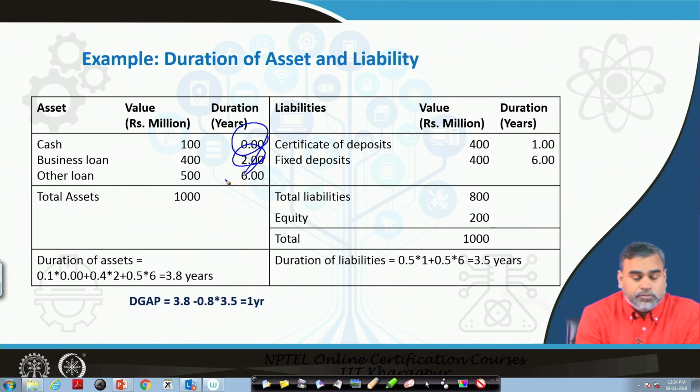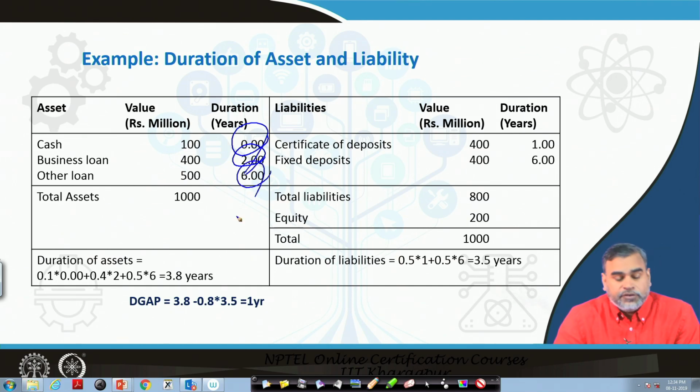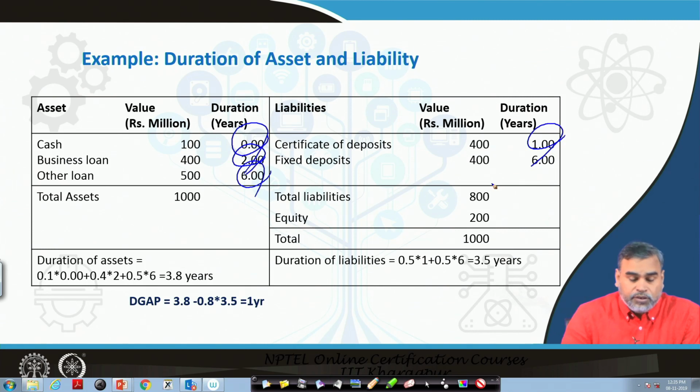For other loans, let us say house loans and other loans which are relatively long term in nature, here we have taken the average duration as 6. Whatever assets they have, the average duration is 6. For certificates of deposit, we have considered a relatively short maturity period, that is why the duration we have considered is 1 year, and for the fixed deposits, which are relatively long term in period, we have considered the duration to be 6 years.